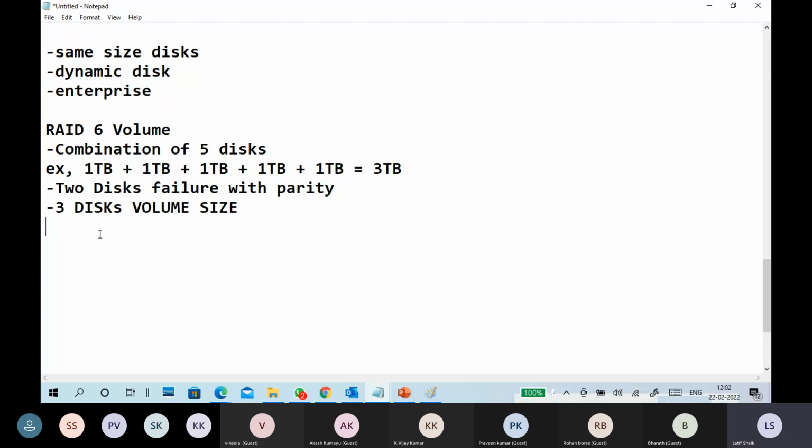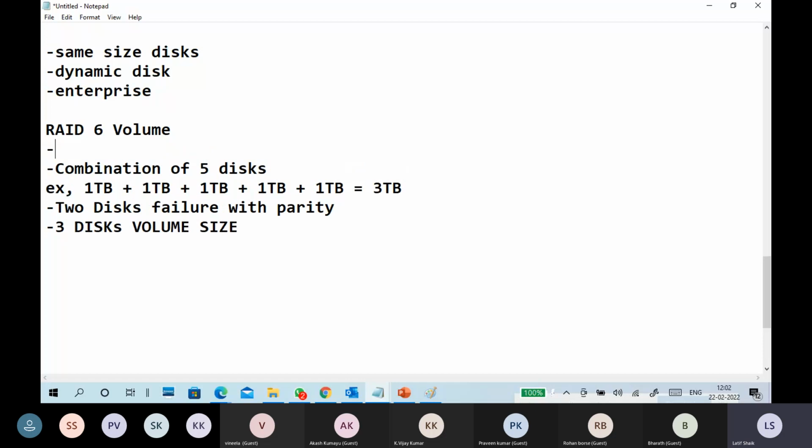Okay. So, two disk failure with parity. This is RAID 5 only. There is no RAID 6, guys. Actually, it is RAID 5 with 5 disks. Simply say 5 disks and 2 disk failure with parity.